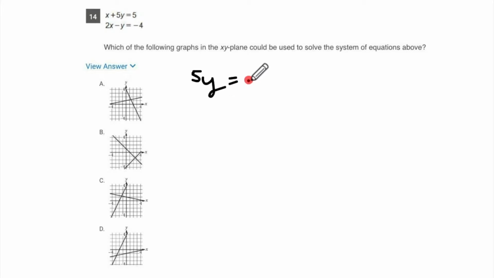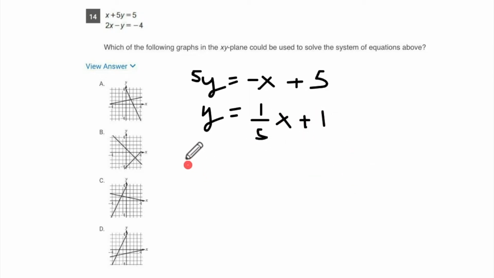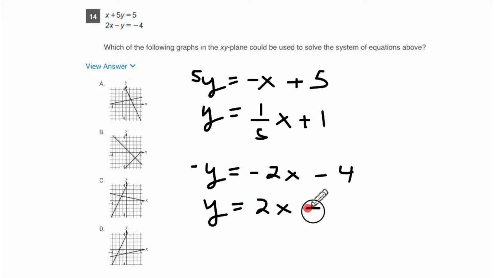I'll just do all the steps. 5y equals negative x plus 5. Y equals negative 1/5 x plus 1. That was one of them. And then I solved the other one. Negative y equals negative 2x minus 4. Y equals 2x plus 4. Like that. So I'm just going to look for those two graphs.